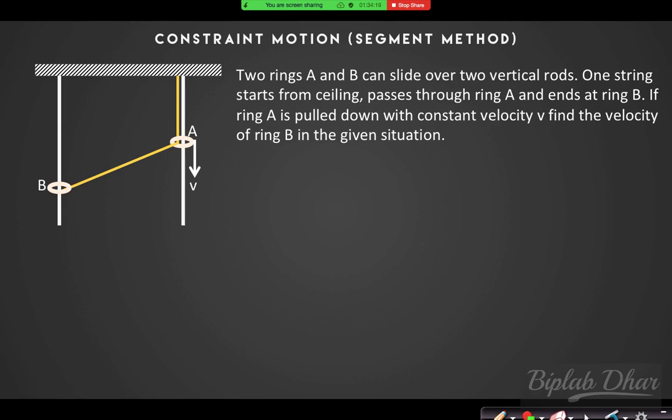Yes, that is a very good question. If you have understood the constant motion, then definitely you will be able to solve this question. Two rings A and B can slide over two vertical rods. One string starts from the ceiling, passes through ring A and ends at ring B. If ring A is pulled down with constant velocity V, then find the velocity of B in this given situation. Let us assume this angle is theta at this instant.